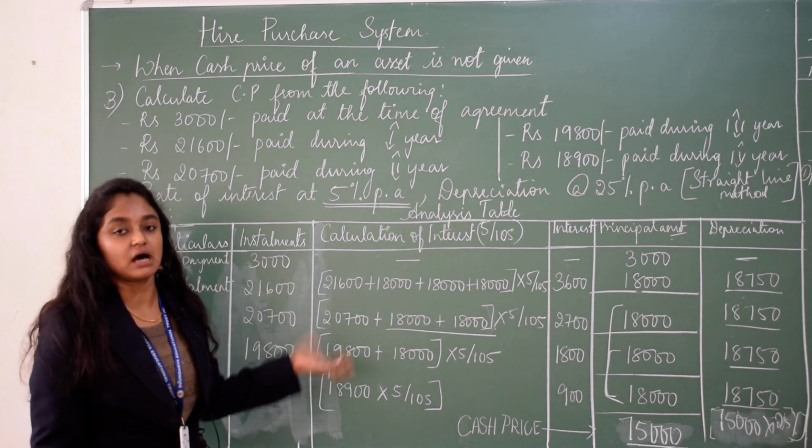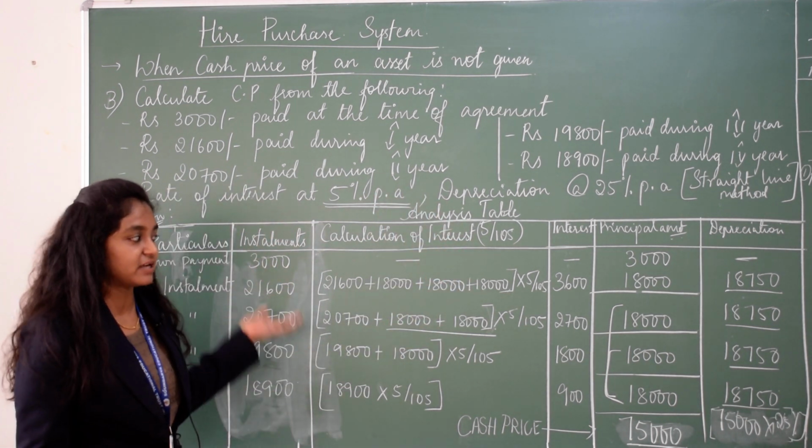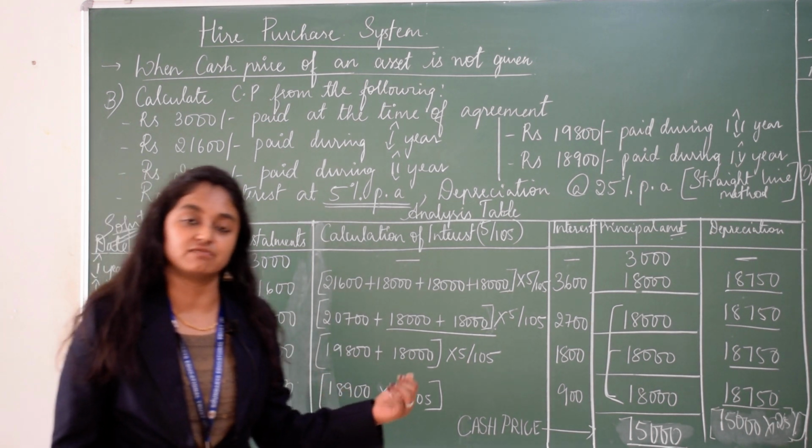So overall, this is how a cash price of an asset or cash price of a machinery, if not given in the question, will be calculated.